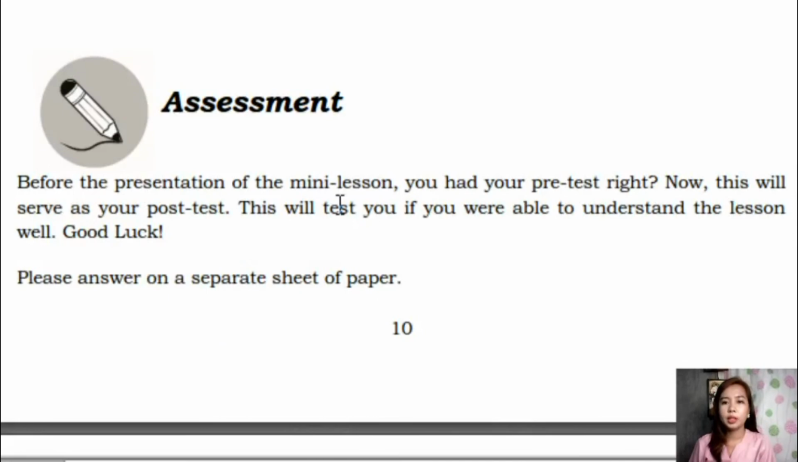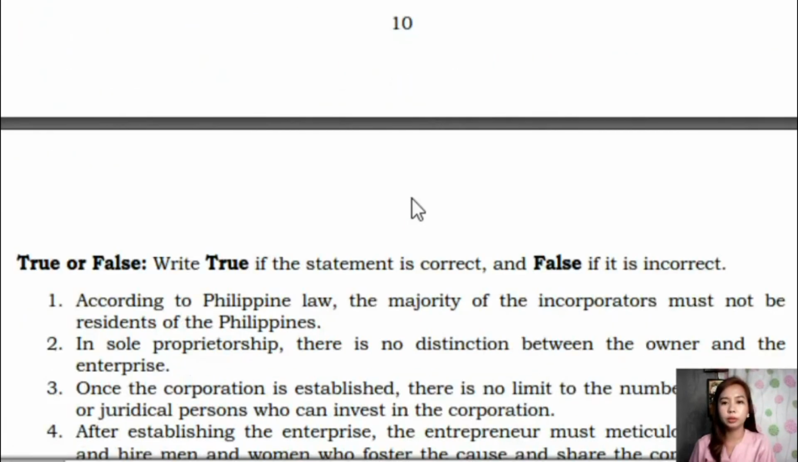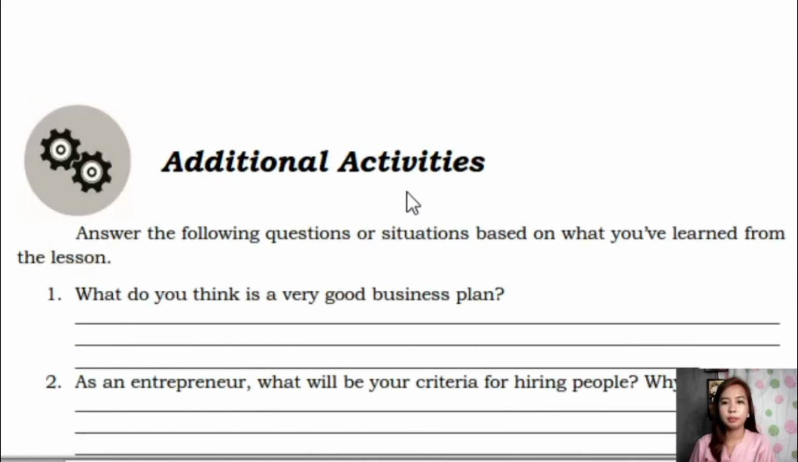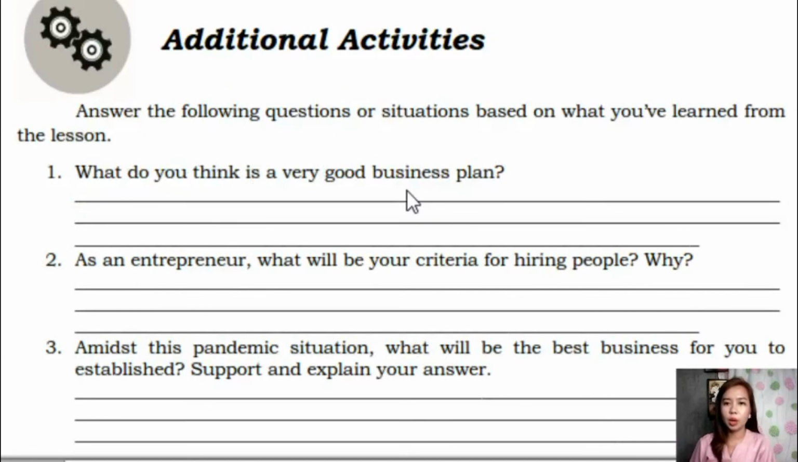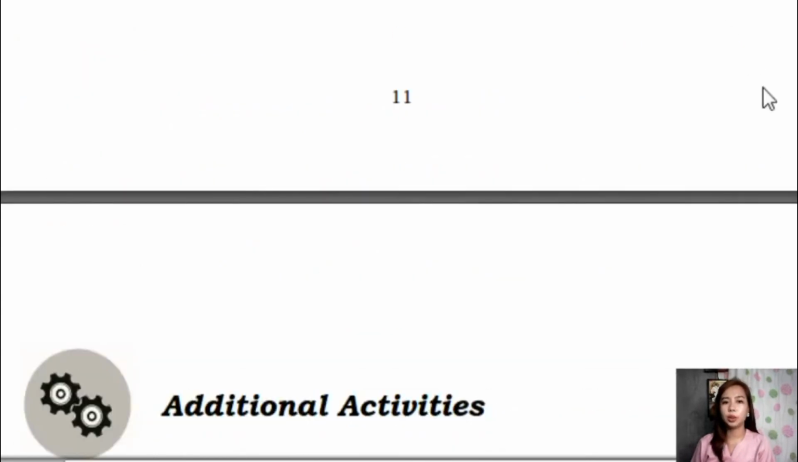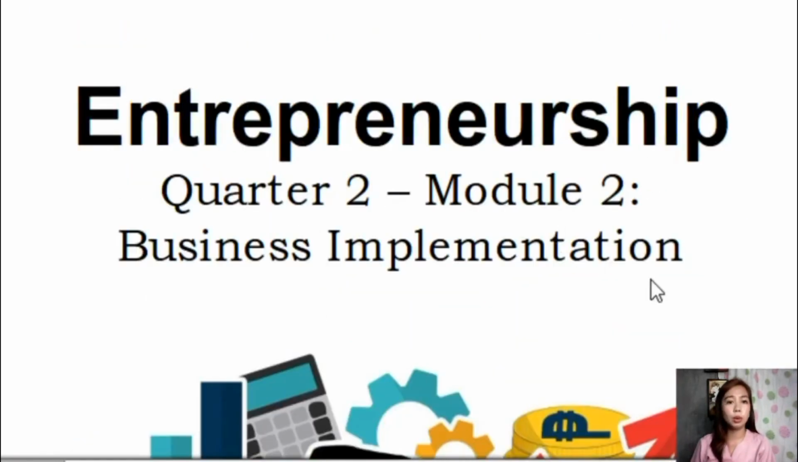So, you have your assessment. Sa notebook na lang din to ha. Pakilagay po sa notebook ninyo. True or false. Complete the sentences. So, you have your additional activities. Pakisagutan na lang din po itong mga. So, that ends our discussion for this week's module.